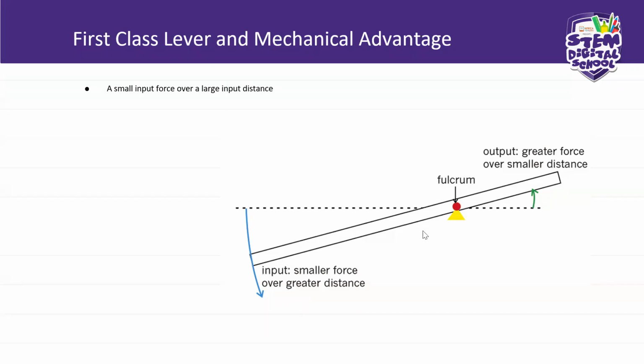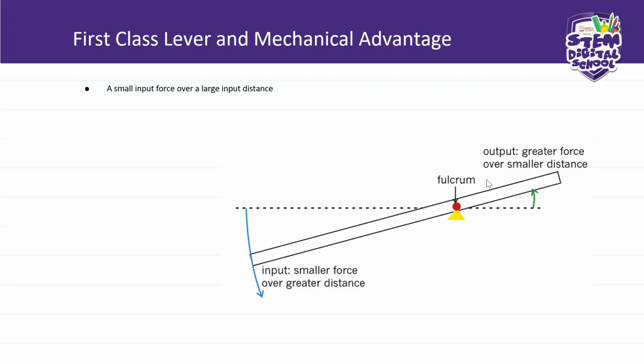Here is a system. I think you remember this from yesterday. Your input, a smaller force over greater distance. We measure the distance by its relation to the fulcrum. So the input distance is bigger because it is far from the fulcrum. So the input is a small force over a greater distance, and the output is a great force over a small distance.